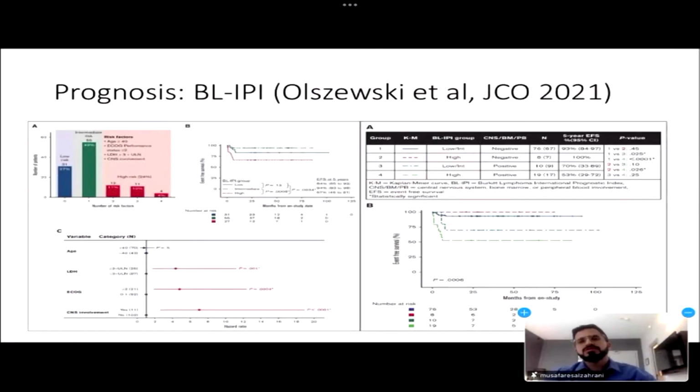Also, just to remind ourselves, for prognosis there is an international prognostic index that is designed for Burkitt lymphoma. It uses more or less similar variables to the IPI for diffuse large B-cell lymphoma: age, LDH, and ECOG, as well as CNS involvement. With these 4 risk factors, we have different risk groups, and you can see that the more the risk factors, the poorer the outcomes for these patients.